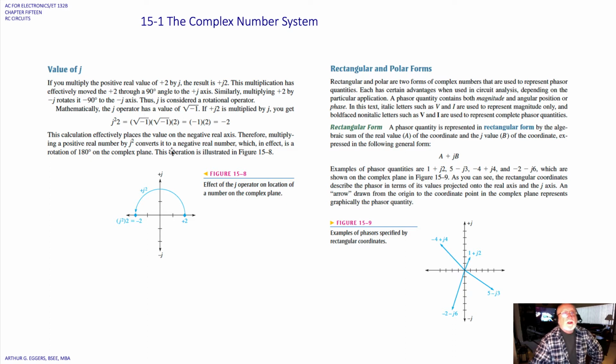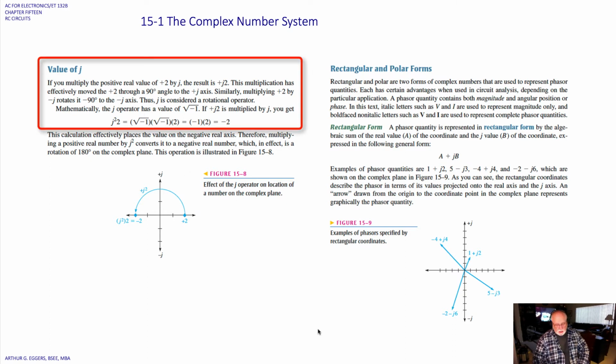So what is the value of J? J has a numerical value that we use mathematically to help us manipulate relationships with the square root. If you multiply the positive real value of plus 2 by J, the result becomes plus J2. This multiplication has effectively moved the plus 2 through 90 degrees of angle to the plus J axis. So we've rotated it off of the horizontal and onto the vertical.